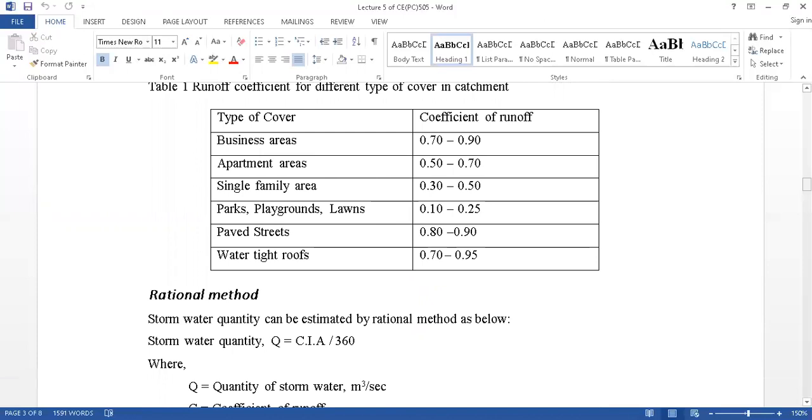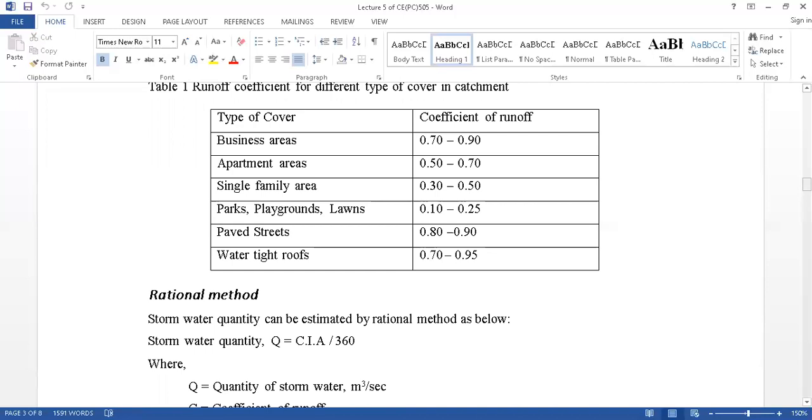Apartment areas, that means dwelling units, residential units, quarters, flats, buildings where we stay. For apartment areas, the surface runoff coefficient is 0.5 to 0.7. If we talk about single family areas, meaning a single story or standalone building or standalone flat, the coefficient of surface runoff is 0.3 to 0.5.